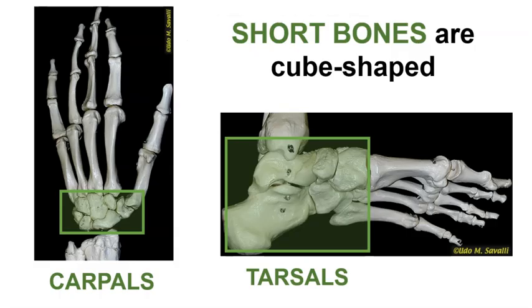So short bones are cube-shaped bones, so that is, their length and their width are generally equal to one another. Short bones are primarily located in the carpal or tarsal regions. The carpal region refers to the wrist, and it contains the carpal bones, and the tarsal region refers to the ankle, and it contains the tarsal bones.